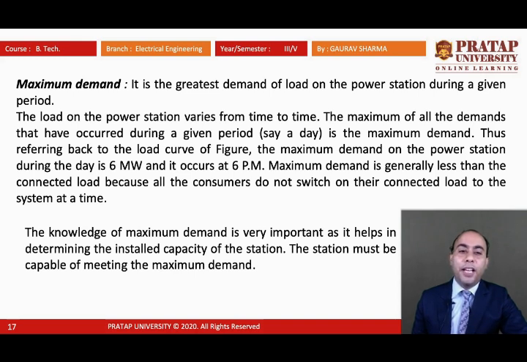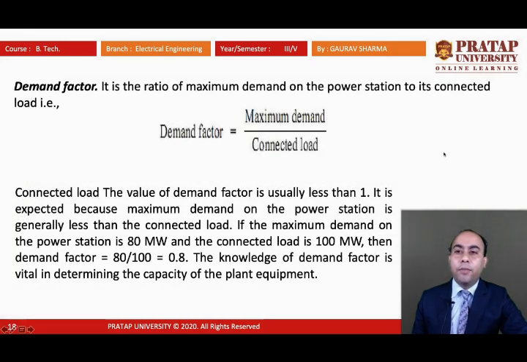The maximum demand is generally less than the connected load, because all consumers do not switch on their connected load to the system at a time. So the maximum demand is always lower than the connected load. Demand factor is the ratio of the maximum demand of the power station to its connected load. That is, demand factor is equal to maximum demand divided by connected load.